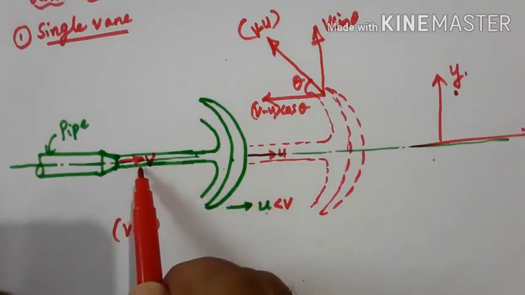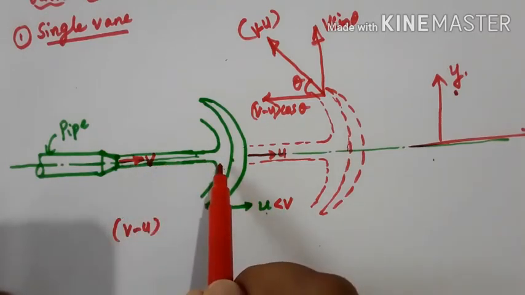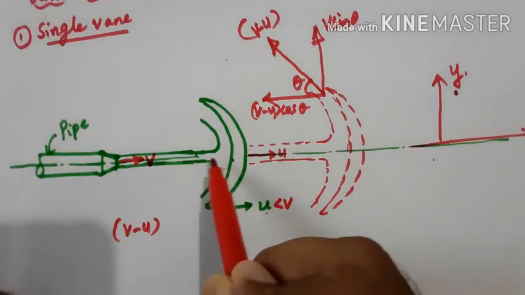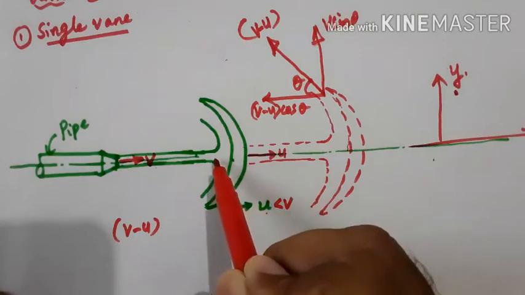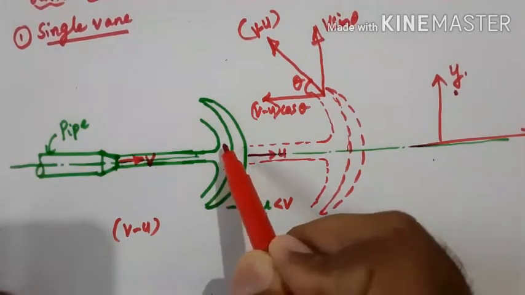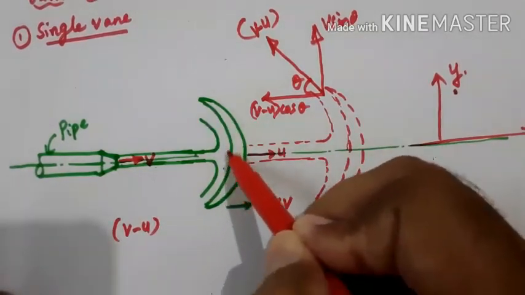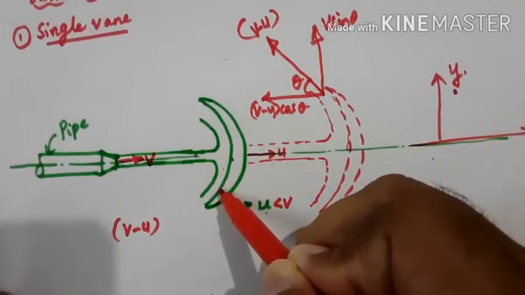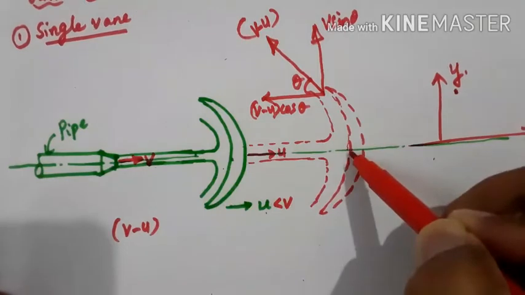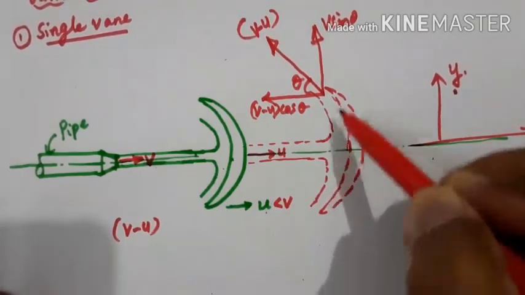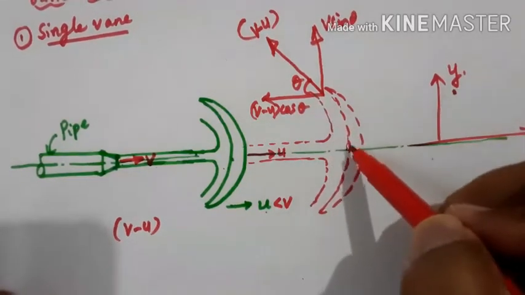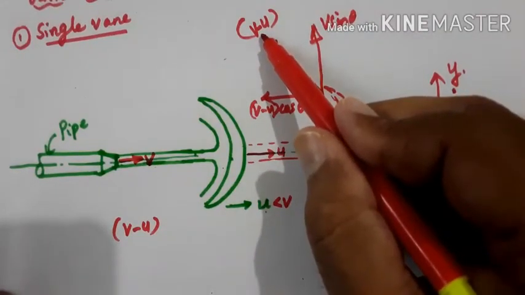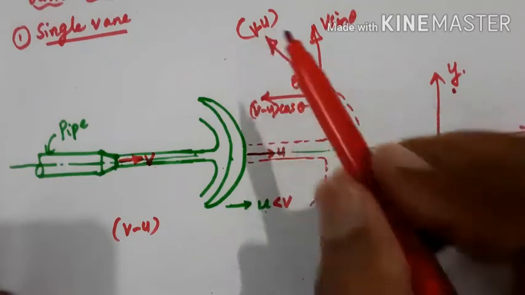And the jet is striking with a velocity of v, then the plate starts moving, and the moment it strikes the plate, the water will glide over the surface of the vane, and this surface has been assumed to be very smooth. Hence there is no frictional loss here. There is no frictional loss, and the jet will come out with a velocity called relative velocity v minus u.